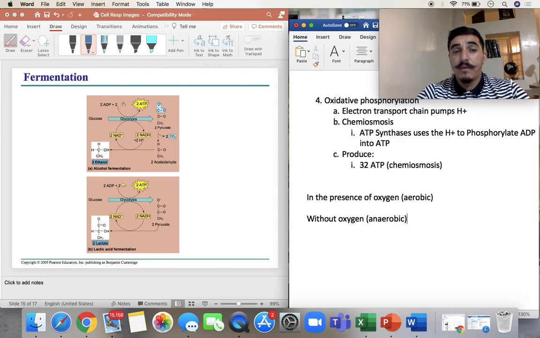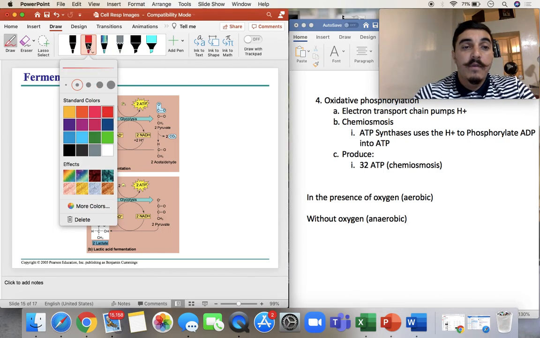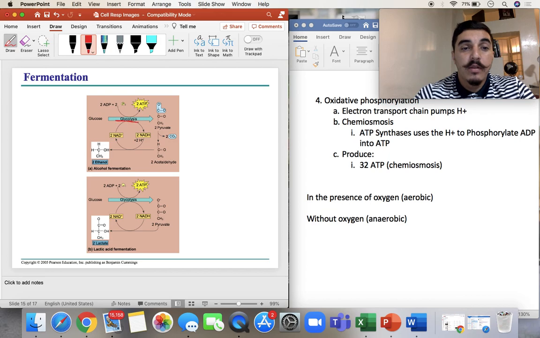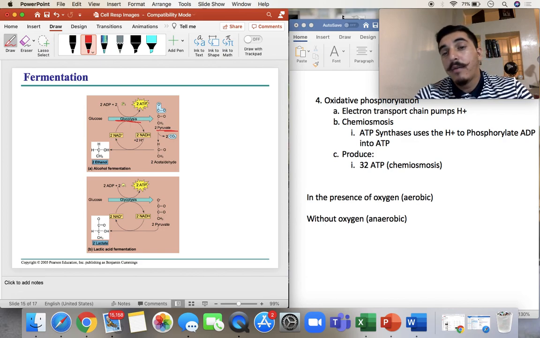So what's the biggest difference? If there is oxygen present, once you go through glycolysis, which I'm going to highlight here on the left, you just keep going through and break down the pyruvate into acetyl-CoA, break that down, and then go through the oxidative phosphorylation, the chain, and make a lot of energy.